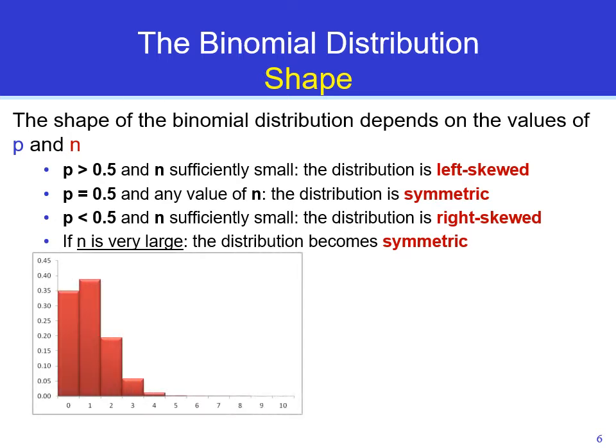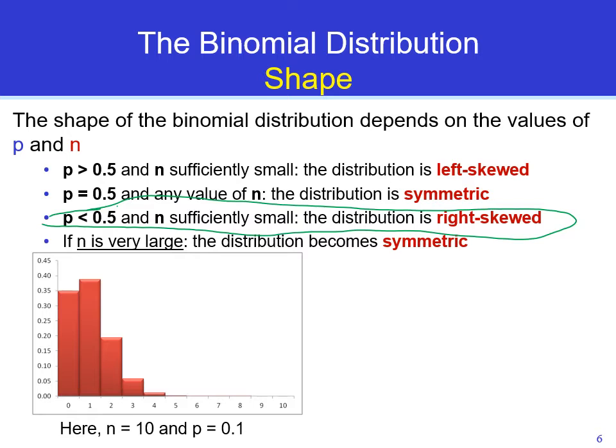So let's see. The first one here, as you see, p is 10%, which is less than 50%, and n is 10, so n is small, so that's why it's right skewed. In this scenario, p is less than 50%, and n is small because it's 10, so that's why we have a right skewed distribution. Let's see another example.